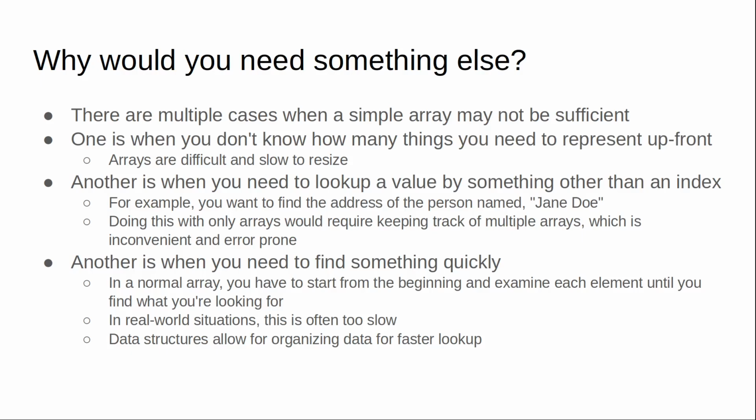Another reason you need something else is when you need to find information quickly. If you have a normal unsorted array, in order to find what you need, you have to start from the beginning and examine each thing along the way until you find what you're looking for. In real world situations, this is often too slow. We can do it. We do it a lot. It's called a linear search.